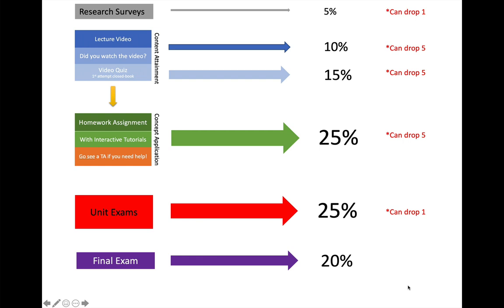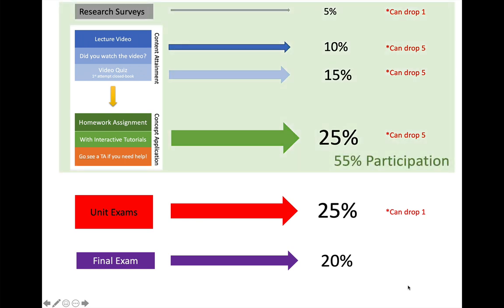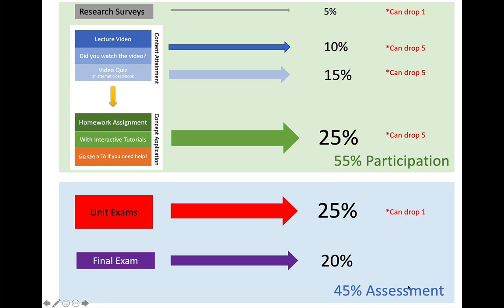So please read my FAQs to learn more about this, but the idea is that this is given to you as a cushion for when life happens. You don't even have to contact me. If something came up, it's okay. Just drop those. So you can see that the class is really, the majority is participation, 55% for just going through the activities and doing what you're supposed to do, and then the other 45% is assessment.